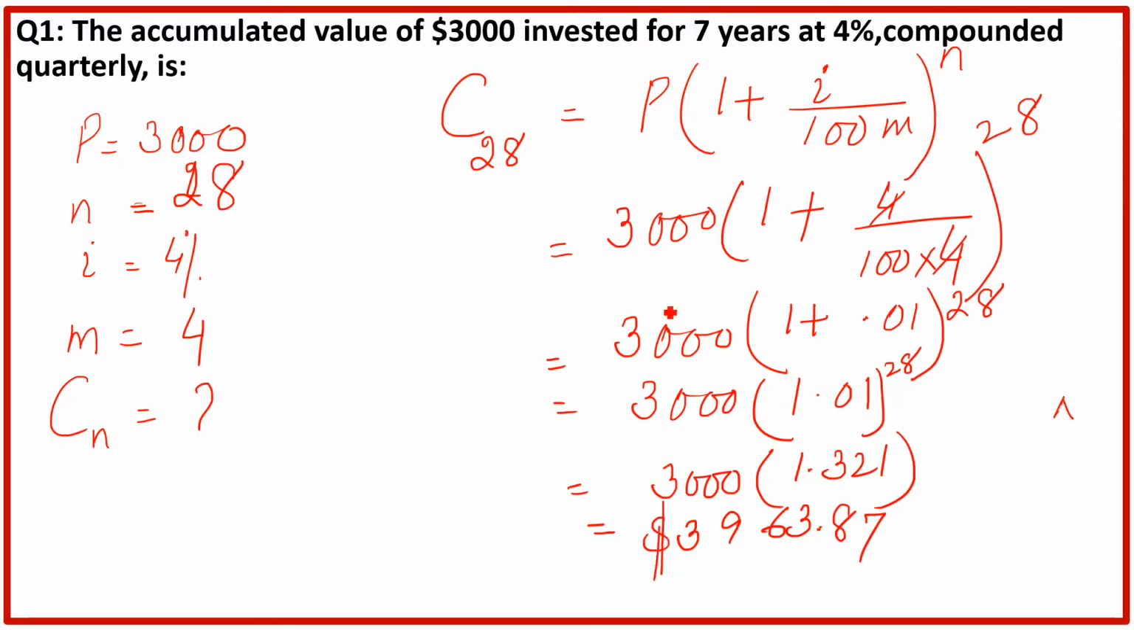It means if you will invest today 3000, after 7 years at the rate of 4% compounded quarterly, you will get $3,963.87. But in your book, there are choices A, B, C, D, and E. This is the multiple choice question. So for this question, the answer is E because this option is not available. So it says none of these. But if you want to see what is the answer, this is the answer.